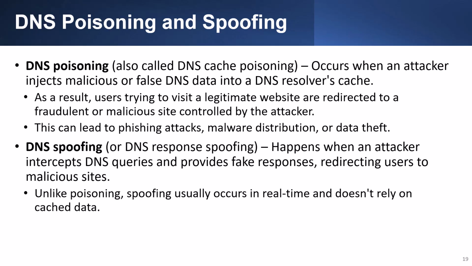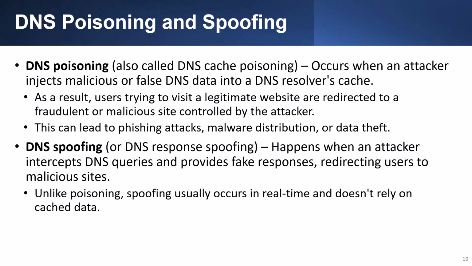DNS poisoning, also called DNS cache poisoning, occurs when an attacker injects malicious or false DNS data into a DNS resolver's cache. As a result, users trying to visit a legitimate website are redirected to a fraudulent or malicious site controlled by the attacker. This can lead to phishing attacks, malware distribution, or data theft.